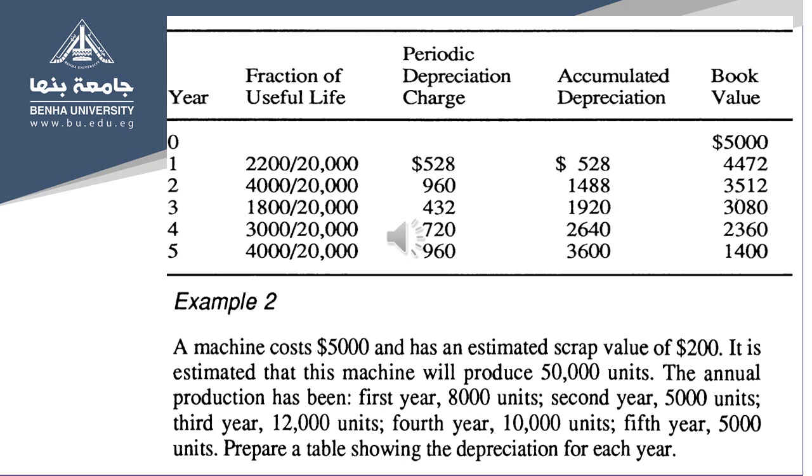960 must be added to 2,640 accumulated depreciation to take the accumulated depreciation 3,600. 3,600 must be subtracted from 5,000 to take the value at the end, 1,400. This is the book value of this machine, but the scrap value is 200.